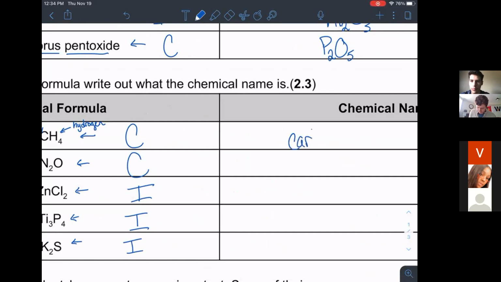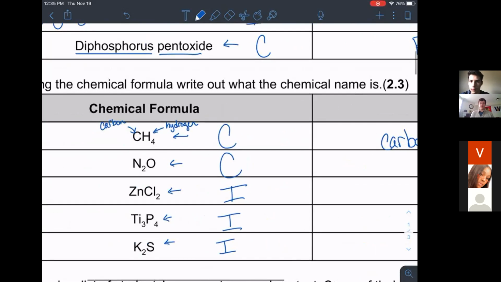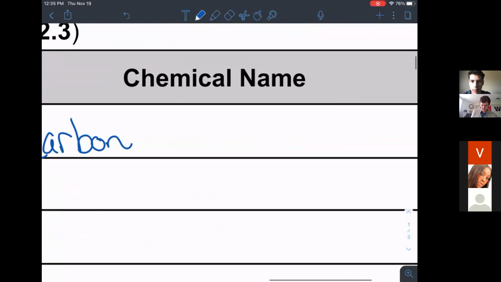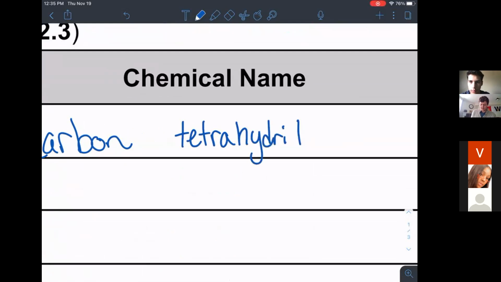So carbon, all right. Do we need a prefix in front of hydrogen? Yes. What is that prefix? Tetra. Tetra, perfect. And then do we have to do anything else to hydrogen's name? Add an IDE at the end. We're going to change the ending to IDE. So instead of hydrogen, it's hydride.